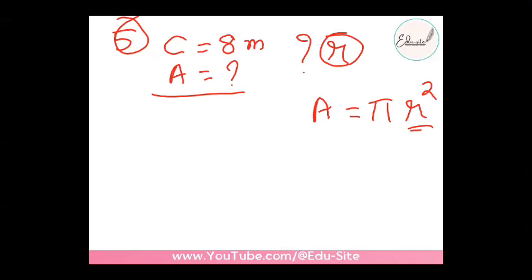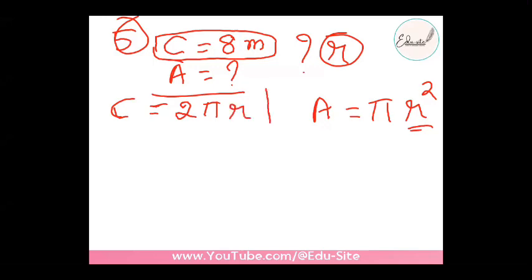Yes, to find R, we make use of what is given. What is given is the circumference. We know the circumference is 8. So make use of what is given and find the radius, and then apply the radius from this to this. At last, we're going to find the radius from this formula.